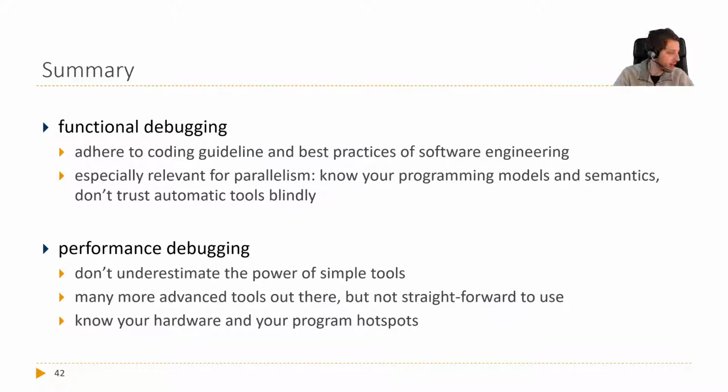Okay, finally, the summary. We talked about functional debugging. The idea is to adhere a lot to coding guidelines and best practices. This is a lot like quality engineering, I told you, but these topics are really important. As I told you, this is personal experience that I gained over the past few years. Especially relevant for parallelism because it's so complicated. Know your programming models, know your languages, the hidden semantics, and don't trust any of those automatic tools blindly.